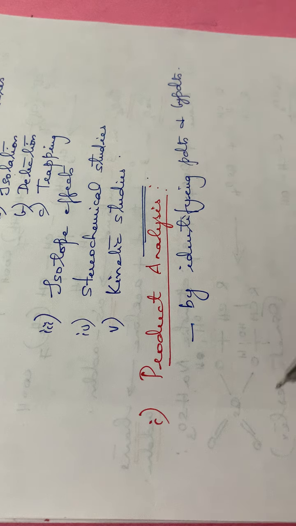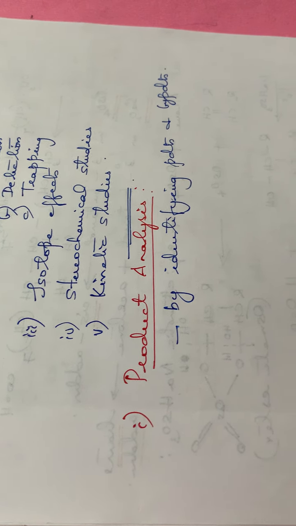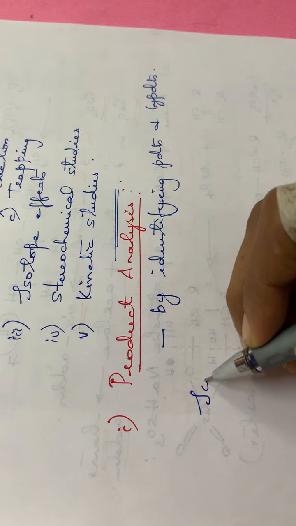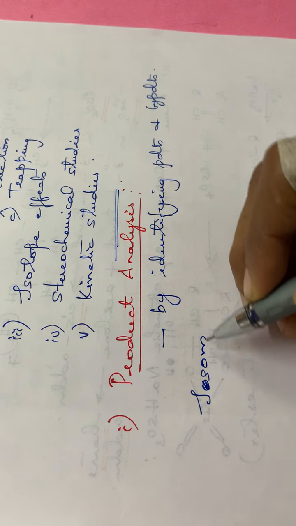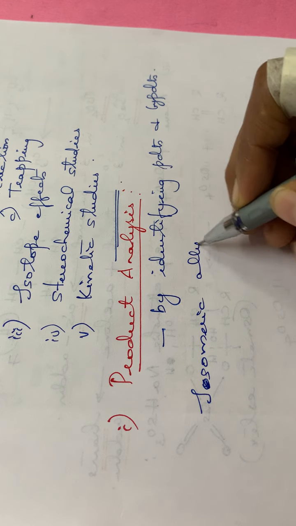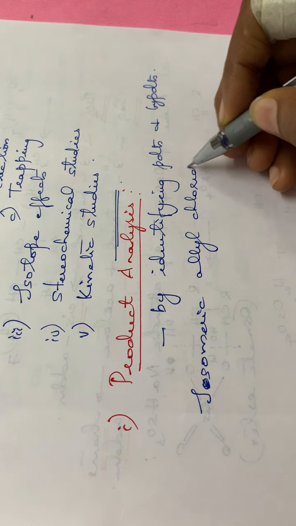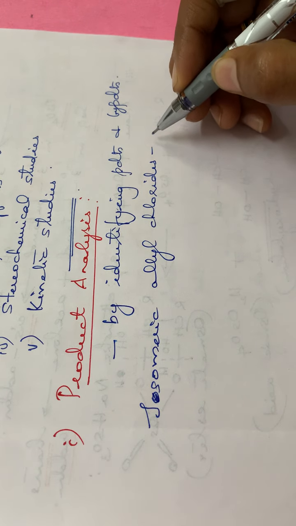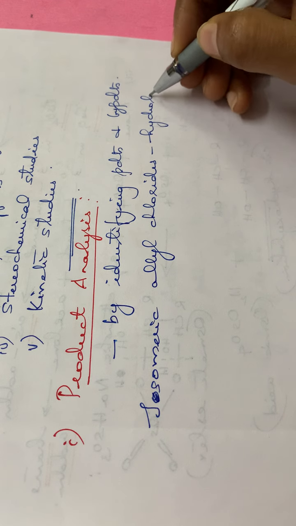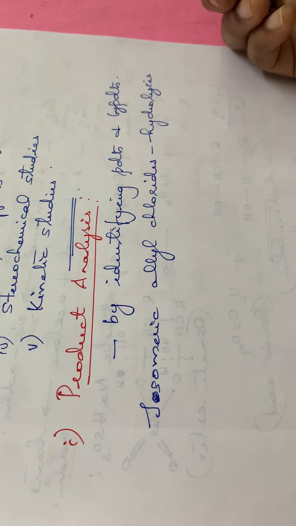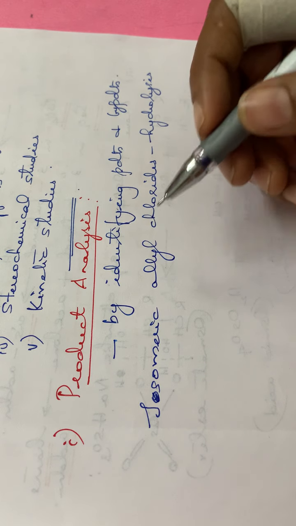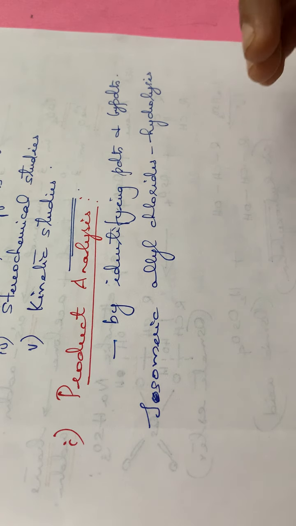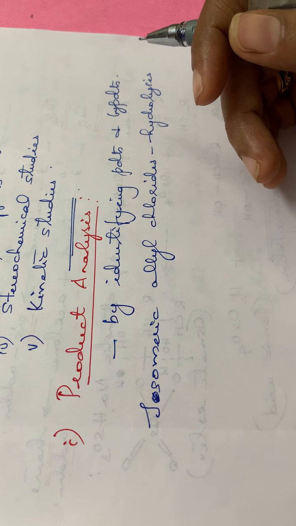So for example, the hydrolysis of isomeric allyl chlorides. The products will be from the hydrolysis of these isomeric allyl chlorides. We are identifying the products and byproducts, and from that we go to the reverse side, that is, we move on to the reaction mechanism. What will be the intermediates there?